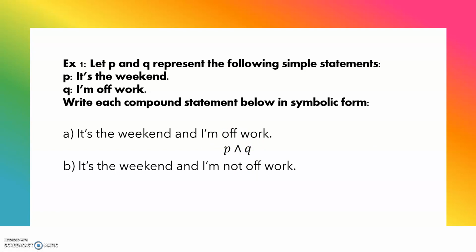The second one is, it's the weekend and I'm not off work. It's the weekend is P, and is the upside down V, and I'm not off work would be not Q. So in symbolic form, that would be P and not Q, because Q represents I'm off work, and not Q is I'm not off work.